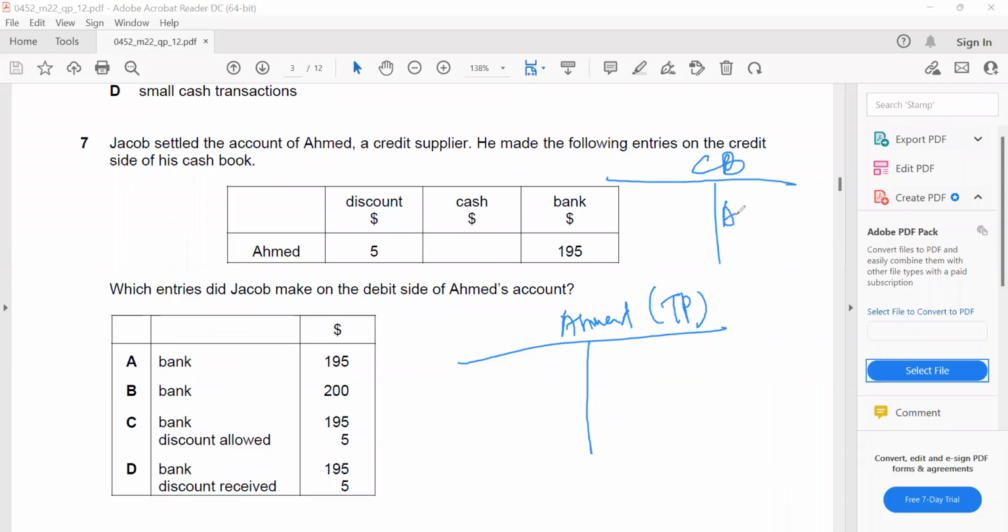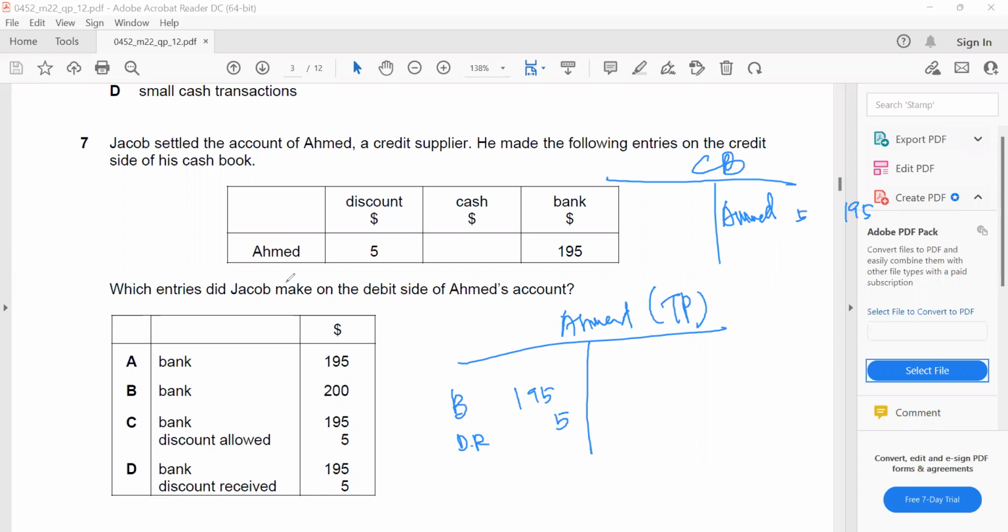In the credit side, he put Ahmad, and then he put discount $5 and 195. So for Ahmad's account, Ahmad will receive the money. So Ahmad will put into here. Okay, so this amount, 195 bank, and discount received $5. So this is what Ahmad is going to have.